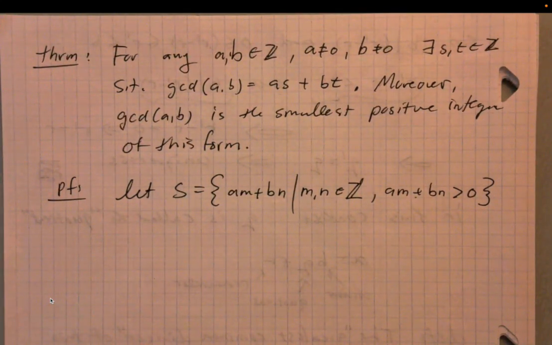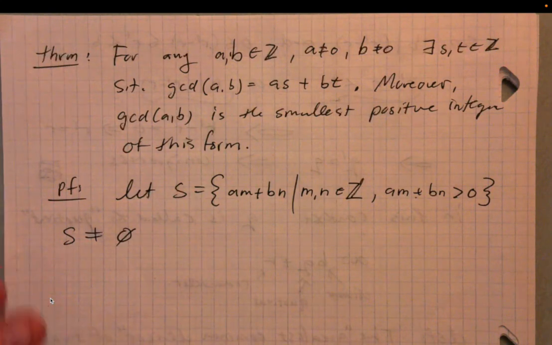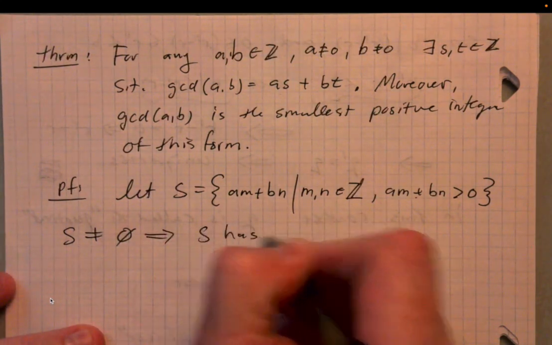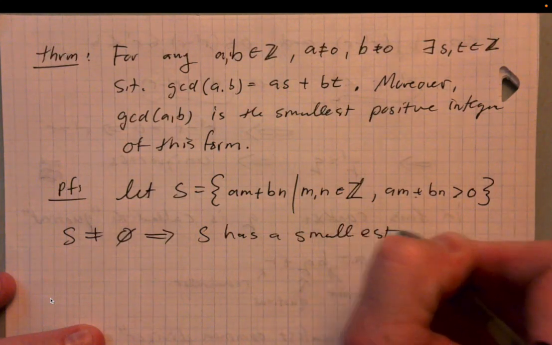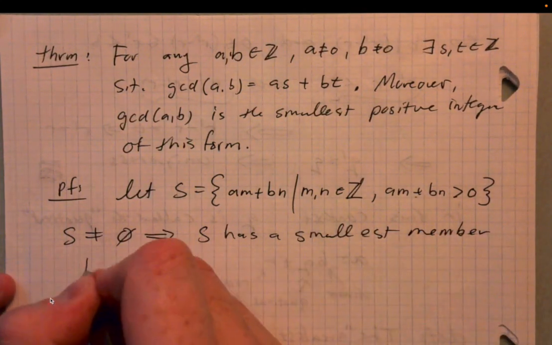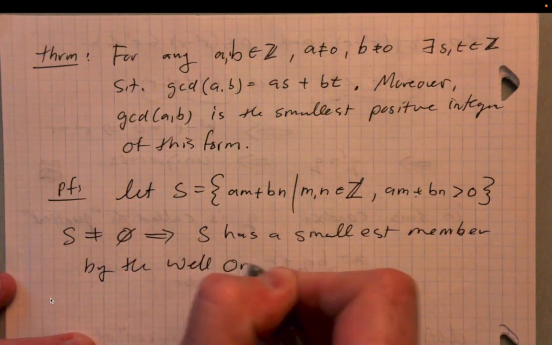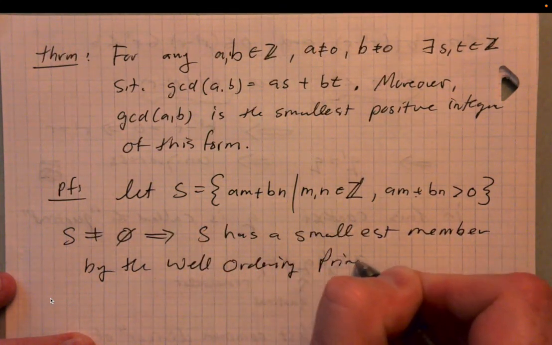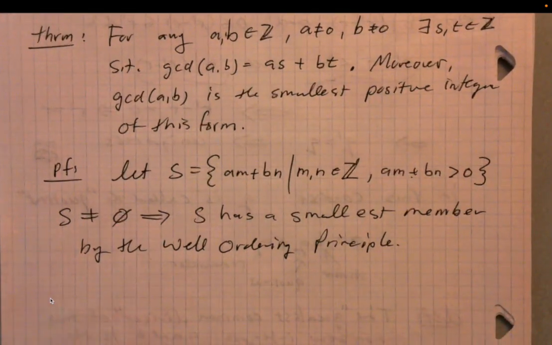It takes about a tenth of a second to think of an example of something in S given any two integers a and b. So S is obviously not empty, right? So S is not equal to the empty set. So the well-ordering principle asserts that S has a smallest member, by the well-ordering principle. Okay, perfect.